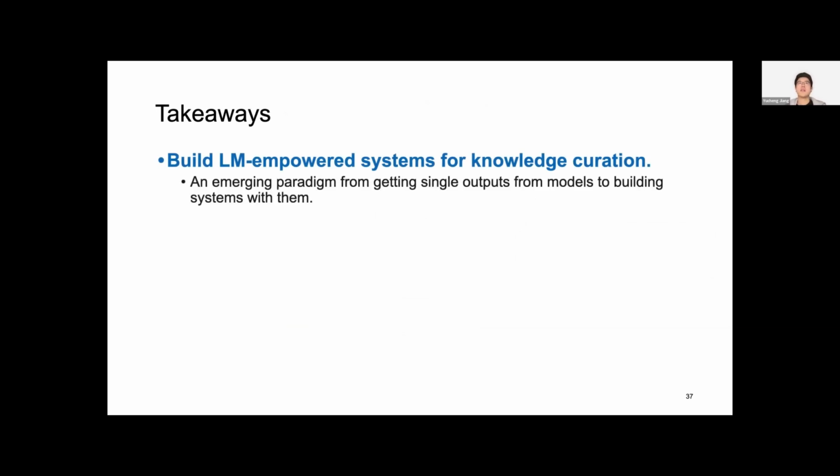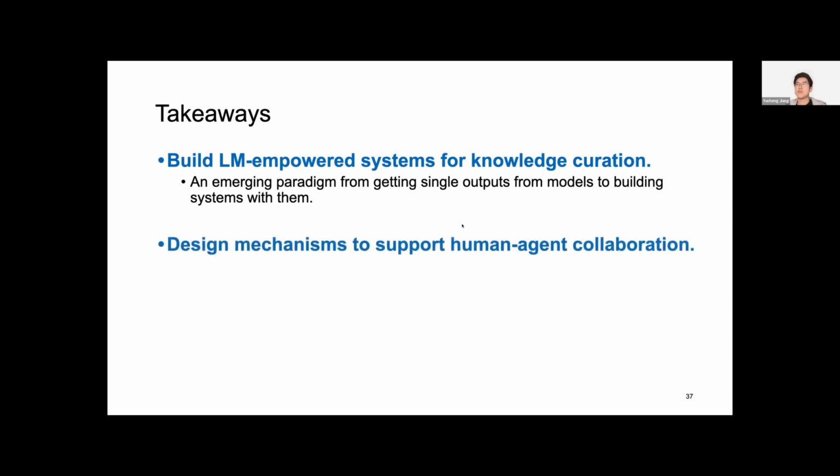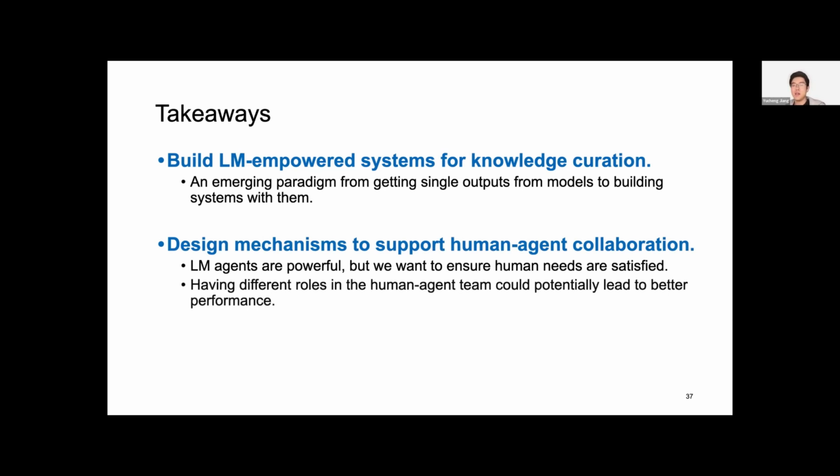Some takeaways from both Storm and CoStorm here: we built language-model-empowered systems for knowledge curation, which we propose as an emerging paradigm, moving from single outputs from the model to building a system empowered by the language model. And we design mechanisms to support human-agent collaboration to make it more aligned with the human's preferences and interests. The rationale is that the language model agents are powerful, but the final goal we aim at is to satisfy the user's need.